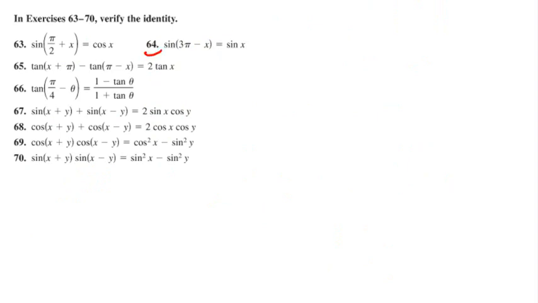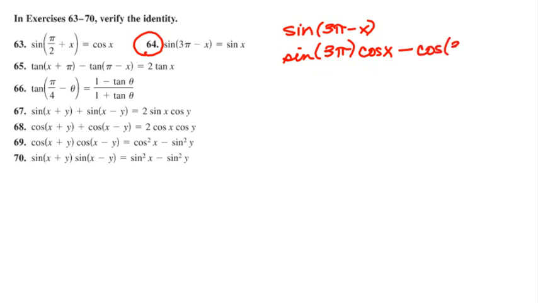So like number 64, for instance, I would need to expand the sine of 3 pi minus x and see if I come up with cosine x, or sine x. Well, we start by expanding this using the difference formula for sine. So this is going to be equal to the sine of 3 pi times cosine x, right? And then we have the same sign minus the cosine of 3 pi times sine x.